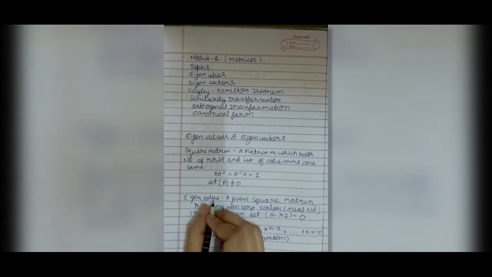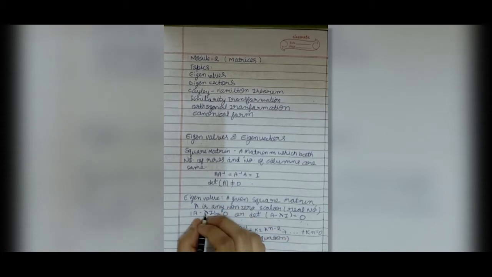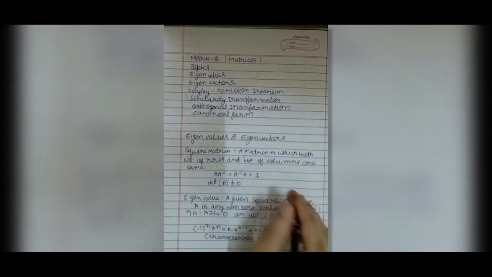A is the given square matrix. Lambda is the eigenvalue. I is known as the identity matrix, and the determinant of this thing equals 0. This is the condition. Keep that in mind. It will be useful for solving questions. This is the starting point of solving any question related to matrices.